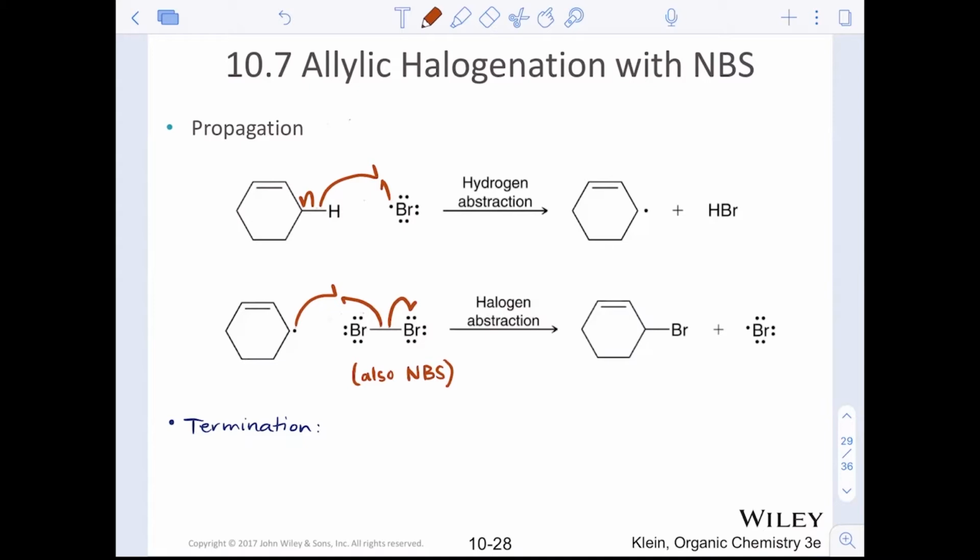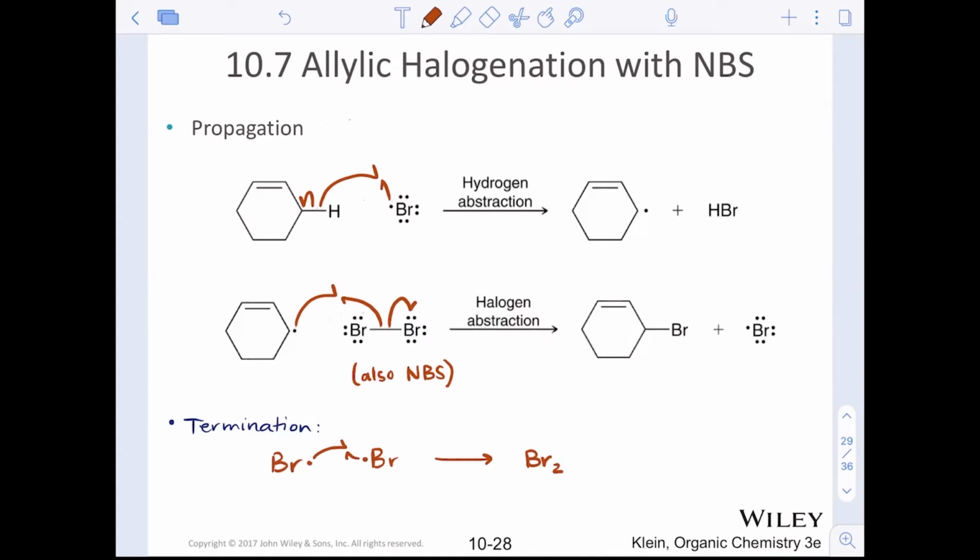Now the termination step is how I'm going to prove that we do have some Br2 in the solution. Remember, a termination step needs to be shown just to say that we've ended this reaction. However, it can involve any two radicals that we want. Just to show you that we do have some bromine diatomic in the solution, I'm going to show you that there is a possibility of a termination step involving two bromine radicals to become Br2. So that's why we see that Br2 can be used in the propagation step.